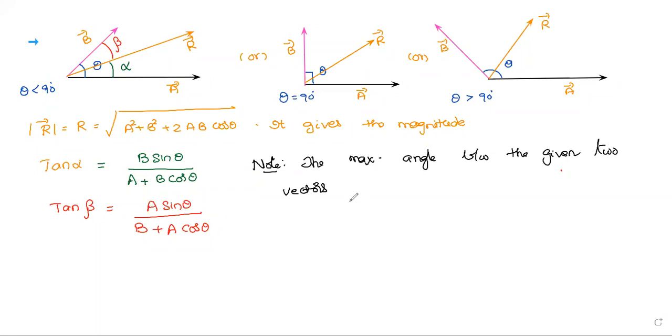Here I write, given two vectors, the angle is 180 degrees. This is the maximum angle. We came to the maximum angle. Now, why don't we discuss the minimum angle? What will be the minimum angle between the two vectors now?